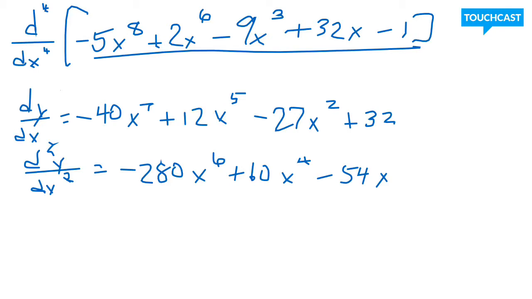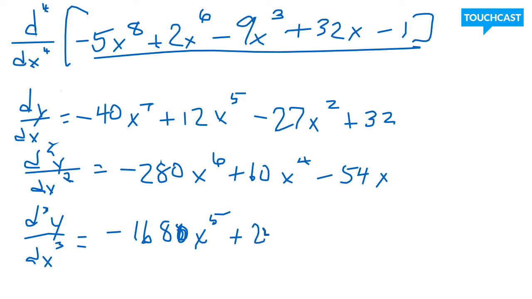The third derivative is going to be the derivative of this function that I have here. So we would say d cubed y dx cubed. Now you're going to watch me see how fast I can multiply 6 times 28. All right, I got it. So this is negative 1680. That's a 0. x to the 5th plus 240 x cubed minus 54.